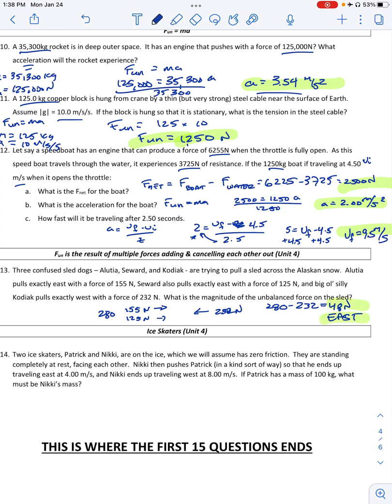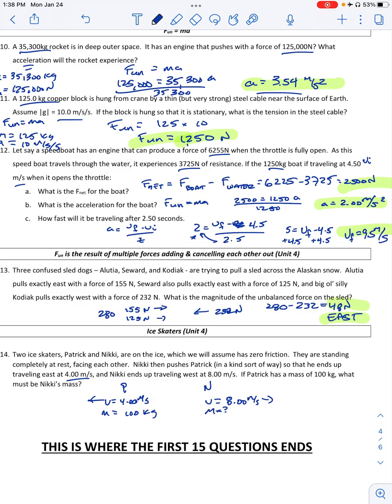2 ice skaters, Patrick and Nikki, are on the ice. Assuming zero friction, they're standing at rest, facing each other. Nikki then pushes Patrick in a kind sort of way so that he ends up traveling east. So Patrick has a velocity of 4 meters per second that way. Nikki ends up with a velocity of 8 meters per second that way. If Patrick has a mass of 100 kgs, what is her mass?